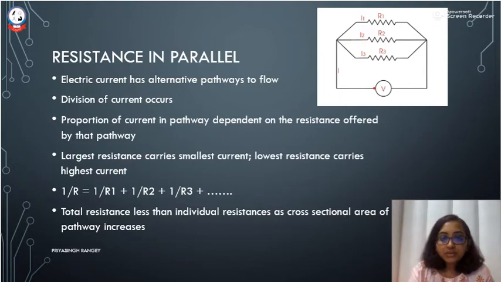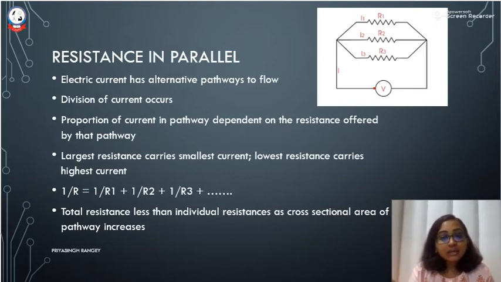So whenever there is a parallel kind of arrangement, the current gets alternative pathways to flow. That is, say if we consider I to be the current, the magnitude of current that is flowing through the circuit, I amount of current is going to have three options. It can pass through R1, or it can pass through R2, or it may pass through R3. So ultimately there is going to be a division of current. Some amount of current will pass through R1, some will pass through R2, some will pass through R3.